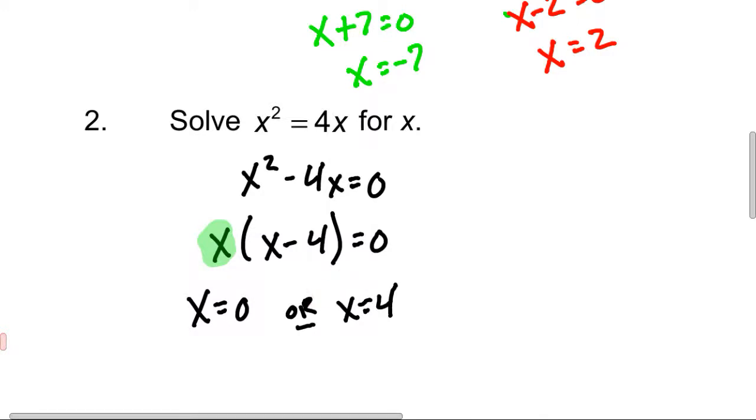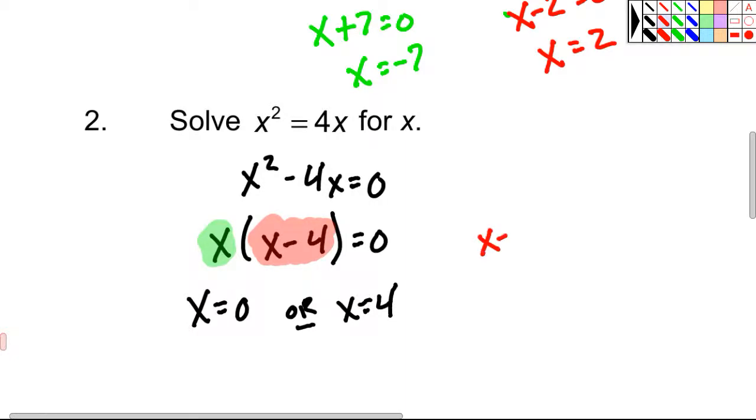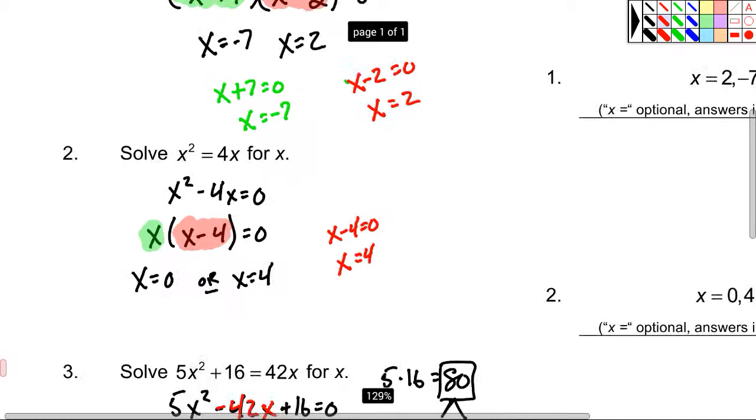Or, what's another possibility? Just like before, let's figure out when this thing in parentheses would be 0, because if this was 0, 0 times any number would be 0. So when is it that x minus 4 equals 0? Solve for x. That's when x is equal to 4. So our two solutions would be 0 and 4.